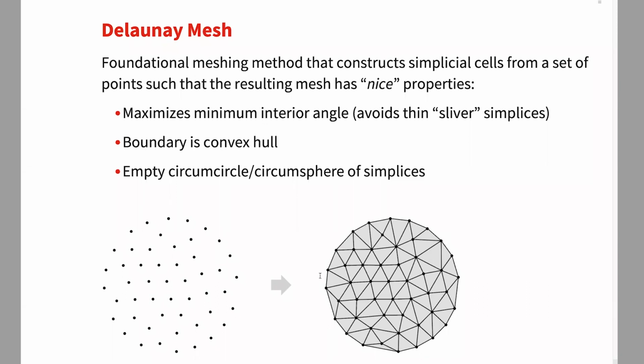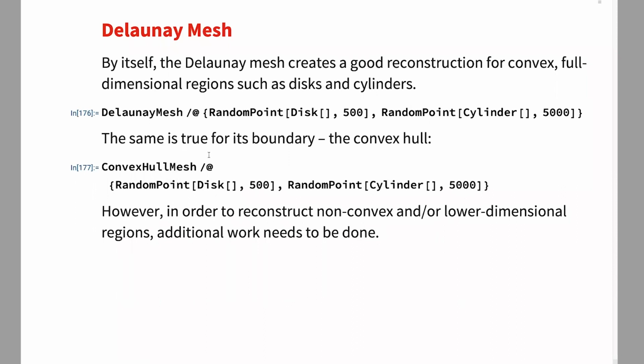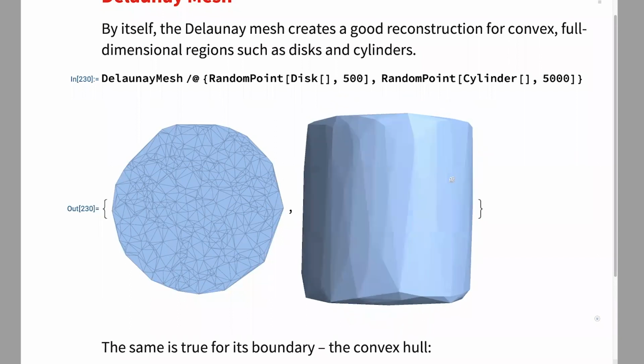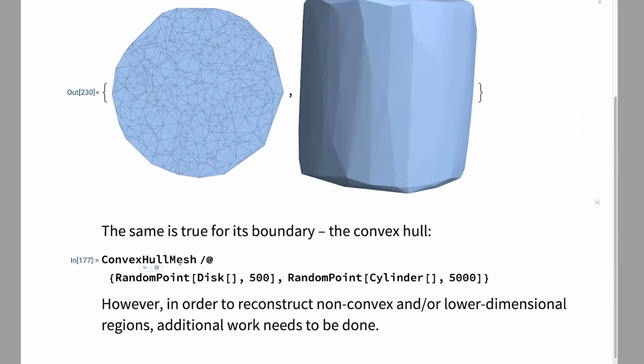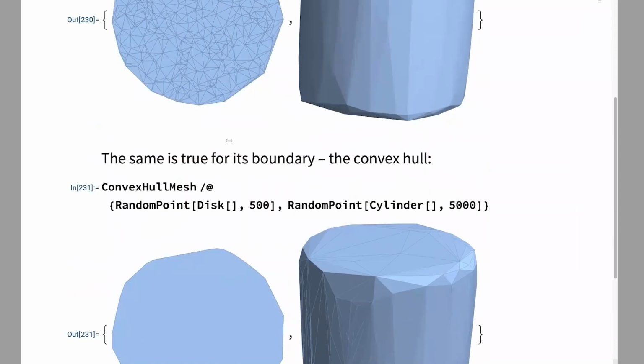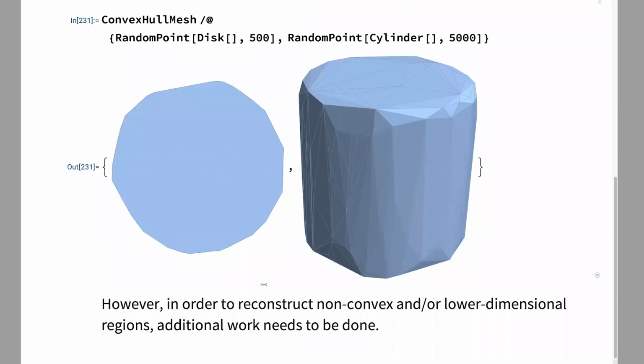And also the boundary is the convex hull, which is kind of convenient. In terms of using this, the line mesh is actually a decent candidate for a reconstruction method if the region in question is convex and full dimensional, like a disk or a cylinder here. And its cousin, the convex hull mesh, gives the same result, except it doesn't include the interior cells. However, if we want to do some more general stuff, like non-convex regions or lower dimensional regions, like a curve in 3D, we're going to have to do a little more work here.